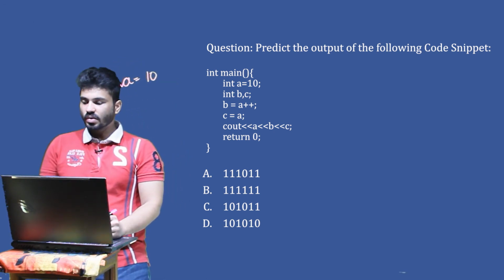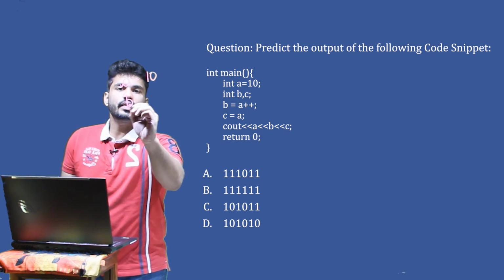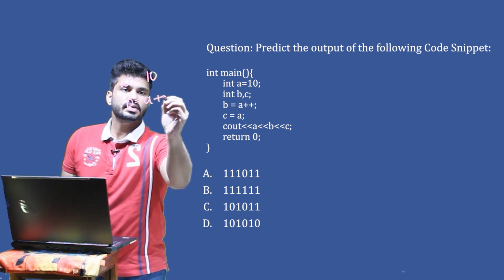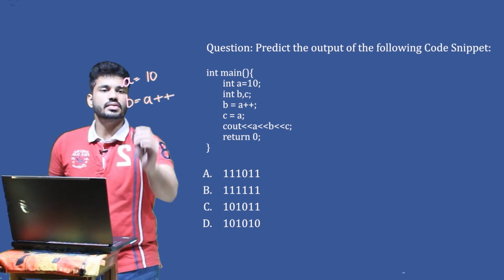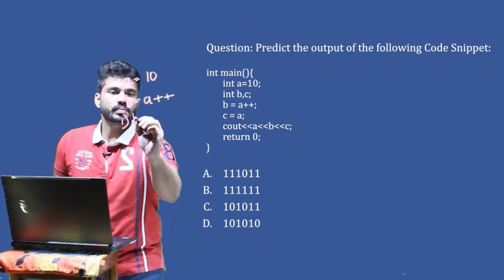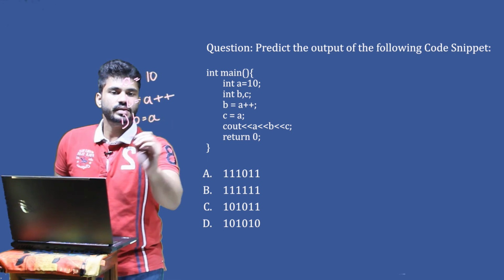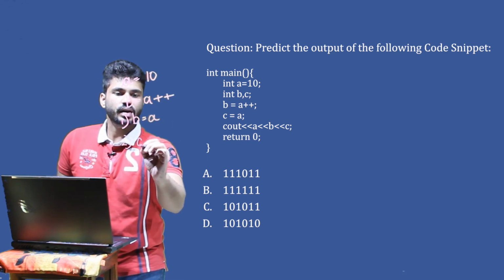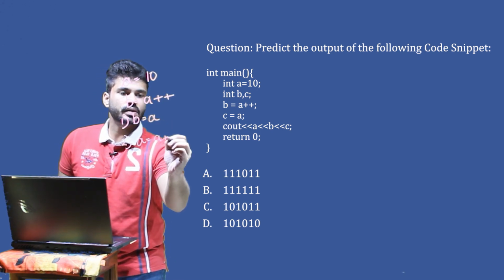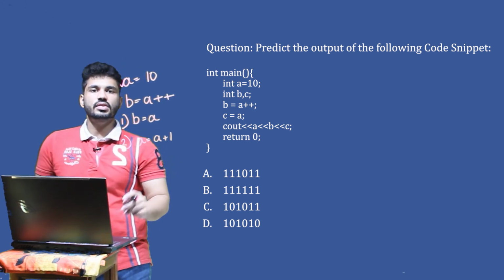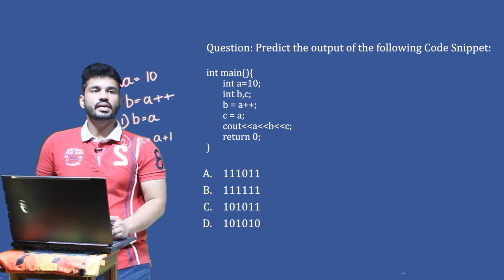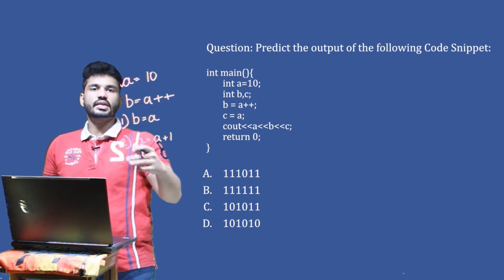Then we have a variable B, it is assigned the value A plus plus. Now this command can be broken into two separate commands. First will be B is equal to A, second will be A is equal to A plus 1. Now A plus 1 runs after B equal to A because this is a postfix operator. In a prefix operator, it will go the other way around.